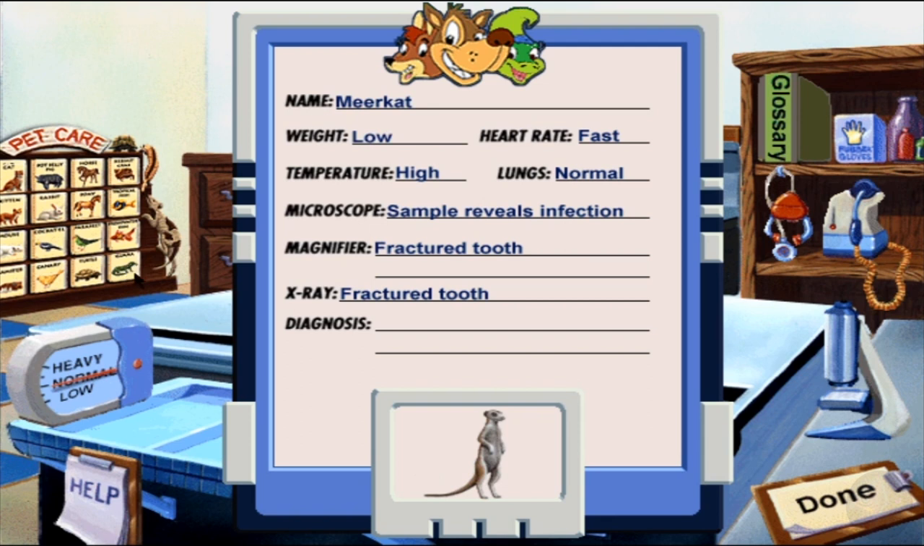The meerkat's weight is low and its temperature is high. The heart rate reading is fast, but the lungs are normal. The microscope sample reveals infection. Both the magnifying glass and X-ray reveal a fractured tooth. The meerkat is suffering from a toothache.